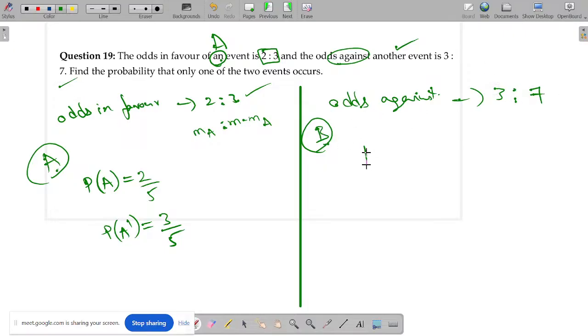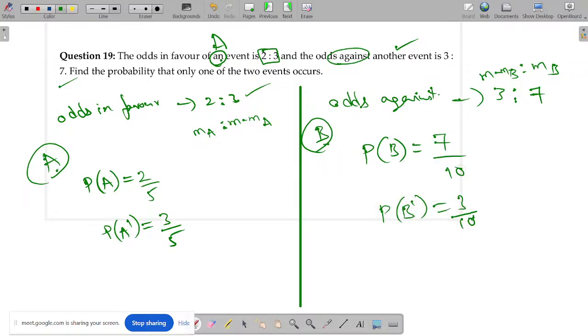So if I name this as B, then P of B is 7 by 10. This is M minus MA, that is MB, is to MB. So this is 7 by 10 and P of B dash is 3 by 10. So if you are able to scrutinize this separate data, then it's fine. That's normal now. Find the probability that only one of the two events occurs.